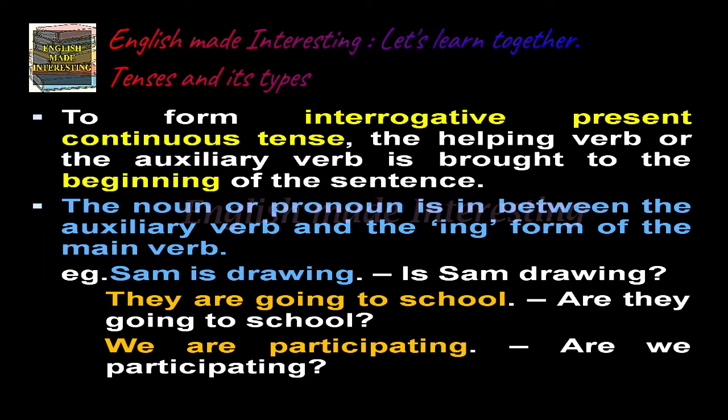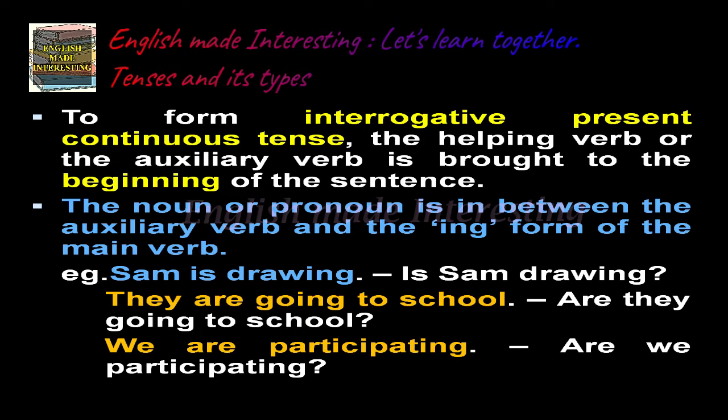To form the interrogative present continuous tense, the helping verb or the auxiliary verb is brought to the beginning of the sentence. The noun or pronoun is in between the auxiliary verb and the ing form of the main verb. Look at the example. Sam is drawing. When you write it in the question form, it is: Is Sam drawing? So, the noun or pronoun is in between the auxiliary verb and the main verb.